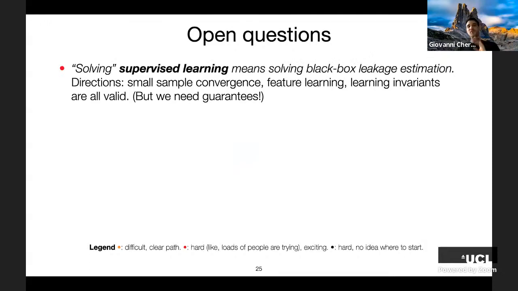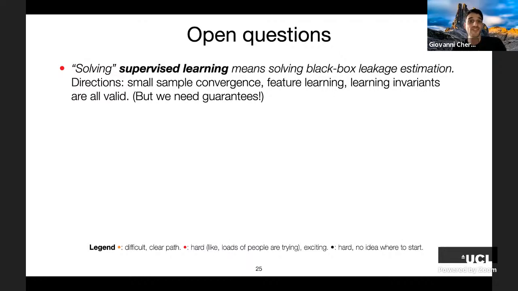And well, the first open question is phrased in a sort of ridiculous manner, I think. Solving supervised learning means solving black box leakage estimation. The two fields are going hand in hand, and improvements for one will lead to improvements for the other one. And therefore, there are very interesting directions in machine learning on small sample convergence. So how well can we do with a finite number of queries? And well, all of these ideas, I think, are worth exploring.